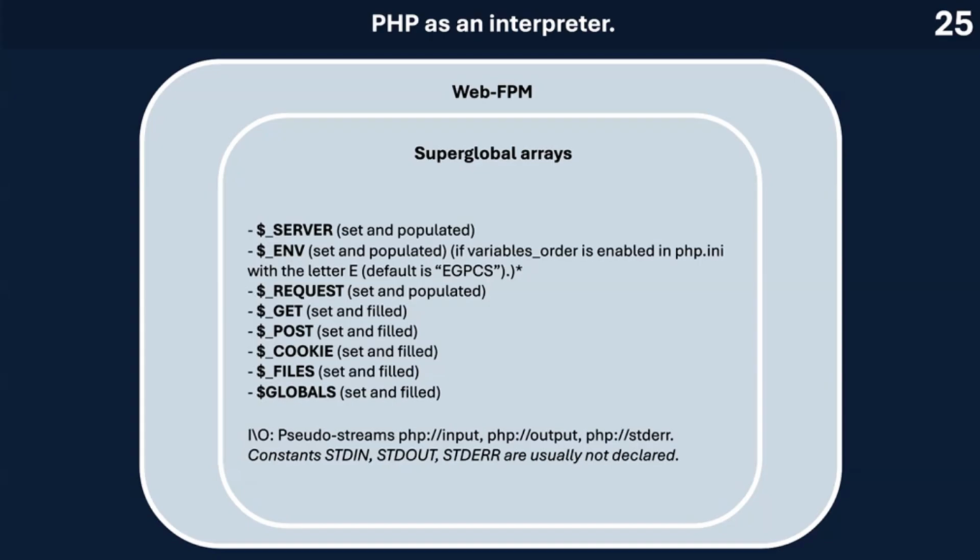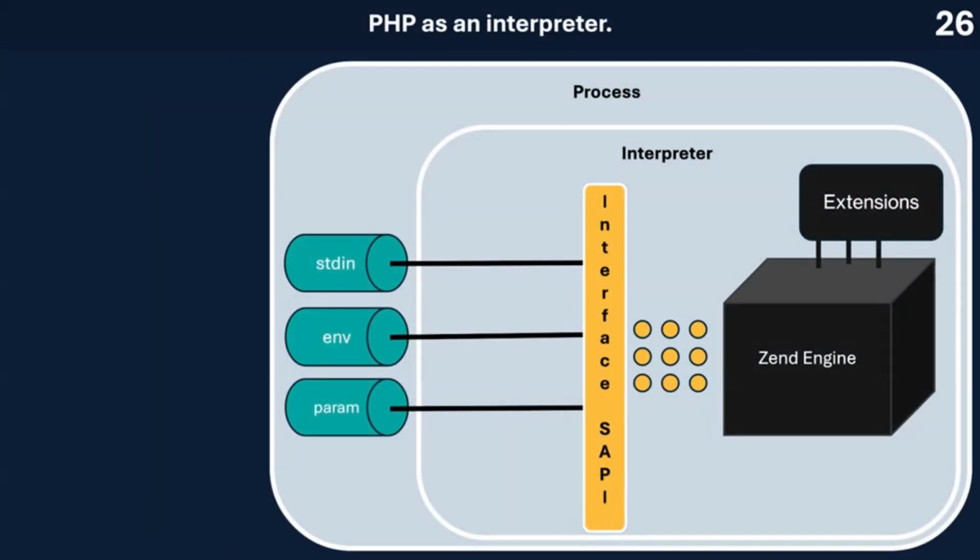From an environment perspective, input and output are handled through separate special pseudo-streams, php://input, php://output, and php://stderr. The constants STDIN, STDOUT, and STDERR are not usually declared. Now let's look at how SAPI works from a technical perspective. SAPI is an interface in a running interpreter between the Zend Engine core and data coming into the process from the environment that called the interpreter.